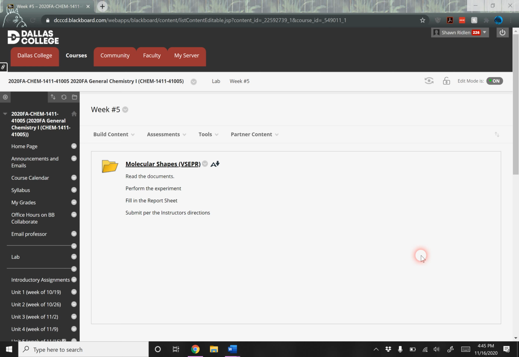So this lab will be over VSEPR theory, which stands for Valence Shell Electron Pair Repulsion Theory. Basically, this is a tool that allows you to estimate the shape of a molecule in 3D space. Since we know that electrons are negatively charged, and those like charges will push away from each other, this gives us a way to visualize and estimate the actual shape of a molecule in 3D space.